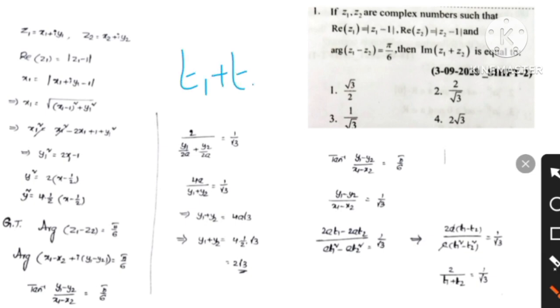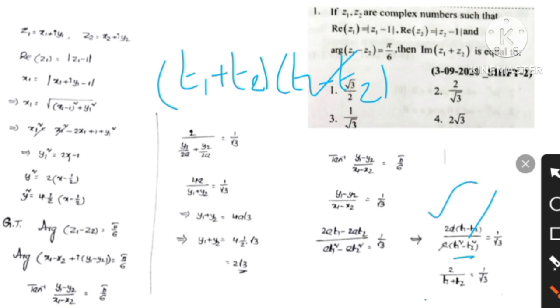Okay, t1 square minus t2 square is equal to (t1 plus t2) into (t1 minus t2). Now cut the t1 minus t2, then what are the remaining values you get here? 2 by (t1 plus t2). That is, 2 by (t1 plus t2) is equal to 1 by root 3.